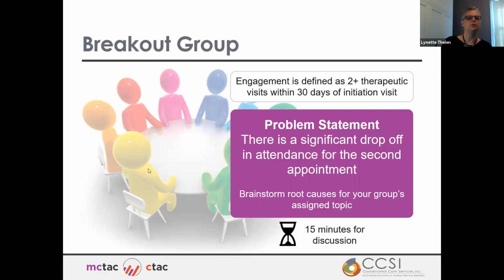Customer service related concerns, connection with other providers, locating the client if they're having difficulty, and access to technology, calls, text, telehealth. Maybe the customer doesn't have that, and then again, lack of conversation about the expectation of the second appointment. So lots of great ideas.